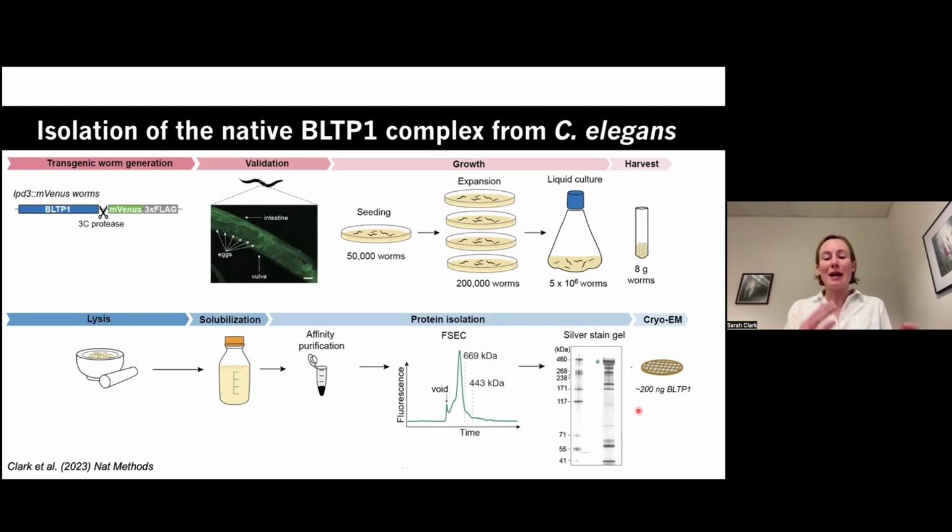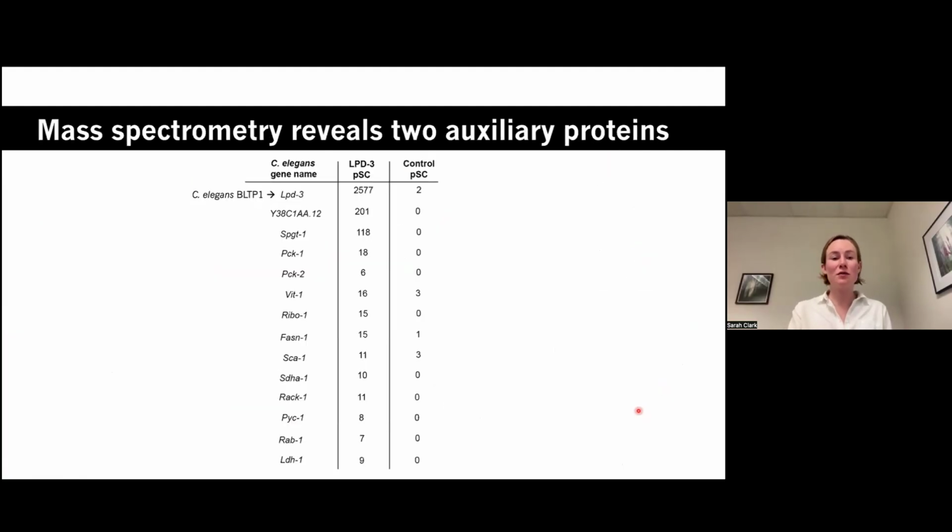But after establishing this purification method, the first thing that we did was actually not cryo-EM. The first thing that we did was mass spectrometry, because we wanted to know, are there any proteins that are co-purifying with LPD-3, with C. elegans BLTP1 LPD-3? Are we dealing with a complex or a single protein? Because there were, up until this point, no auxiliary proteins that were known to interact with BLTP1, the ortholog from any organism. And we were excited to find that, yes, there were two proteins that were clearly co-purifying with LPD-3.